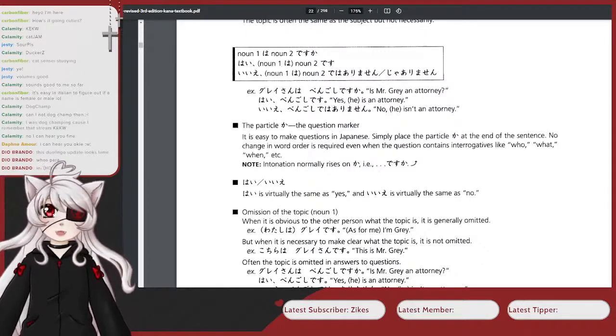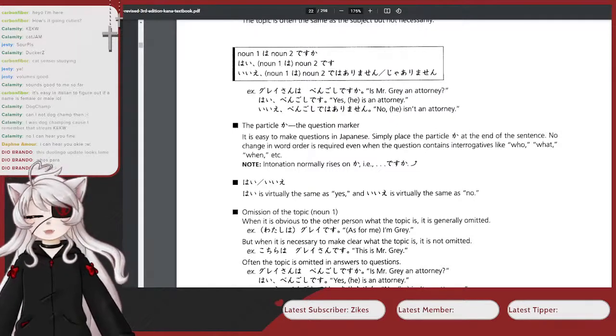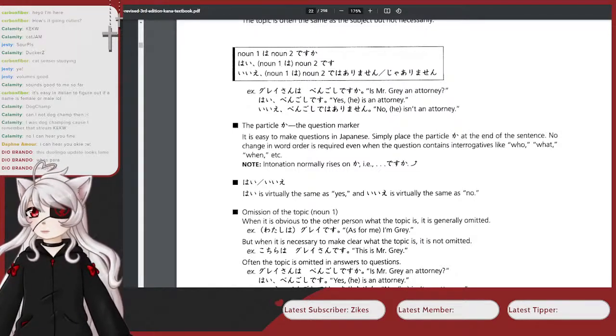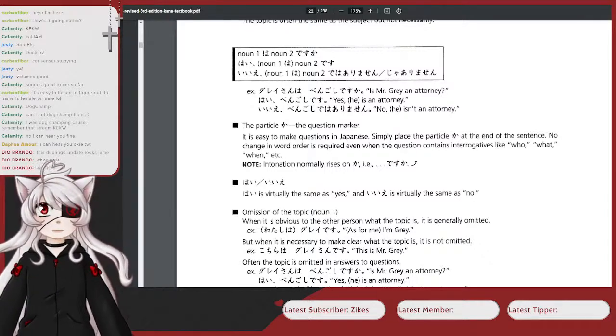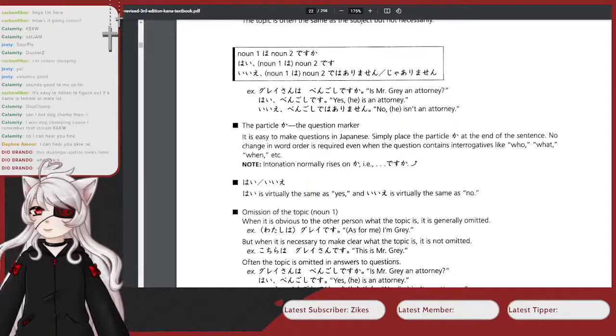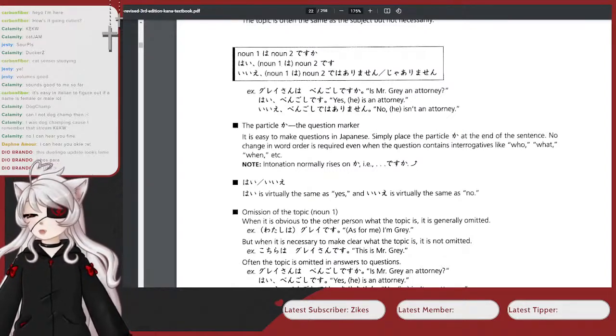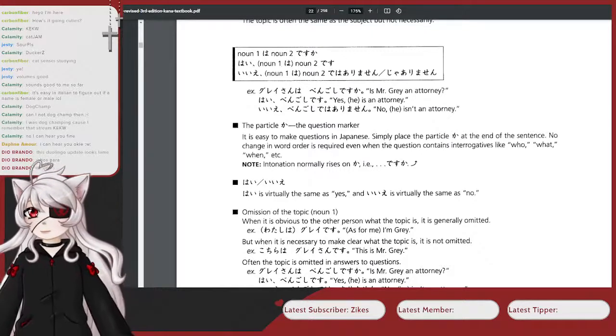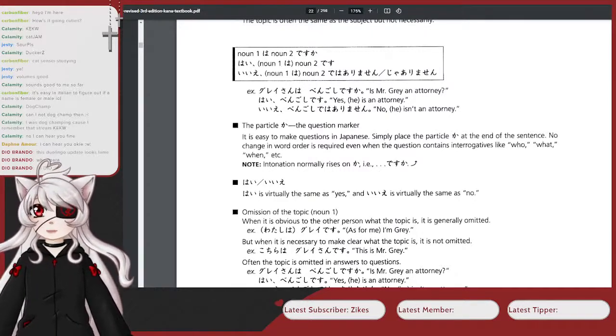So Mr. Gray, the subject of the sentence, doesn't need to get mentioned again unless there are multiple subjects or you're talking about multiple things, and you need to make sure you're clarifying you're talking about Mr. Gray. So hai is virtually the same as yes. And iie is virtually the same as no.